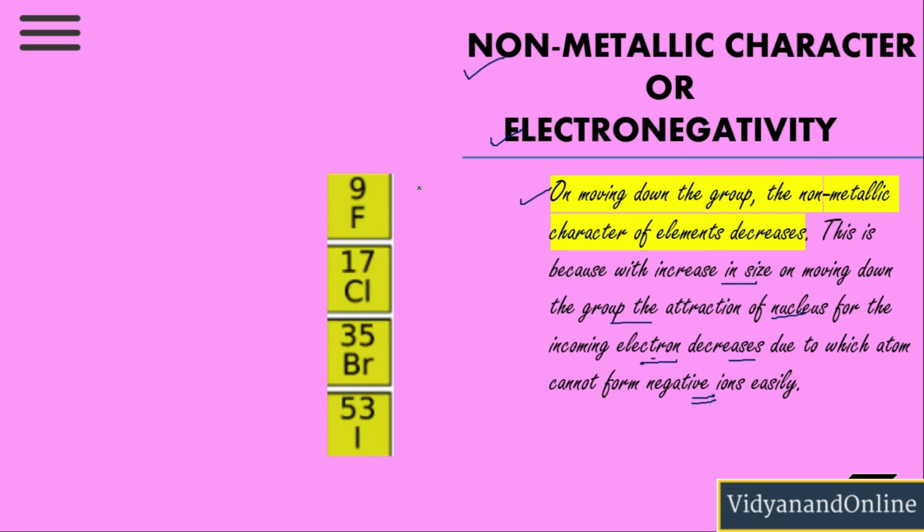In order to become electronegative, these elements accept electrons. After accepting the electron, only if the nucleus is able to bind it strongly will the element be electronegative. As you move down the group, the atomic radius increases, and that is why the nucleus is not able to hold the incoming electron tightly, and therefore the atom is not able to form negative ions easily. So as you move down the group, the non-metallic character decreases. You can say that fluorine is the most electronegative among all the elements in this group.